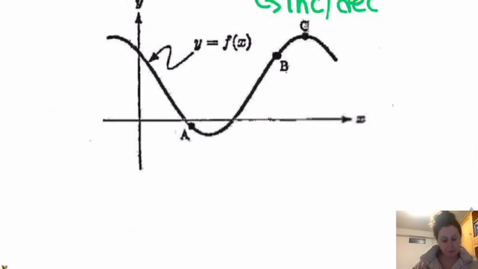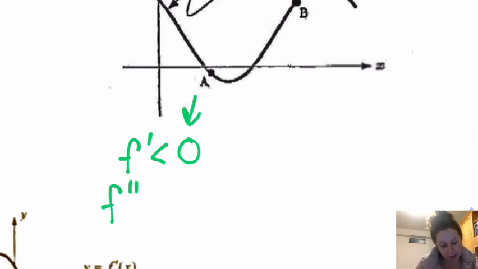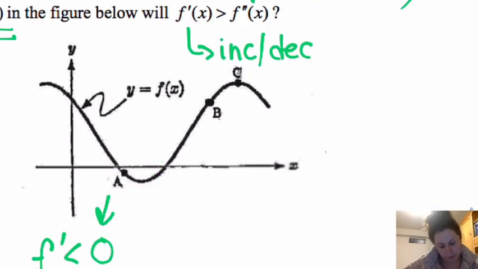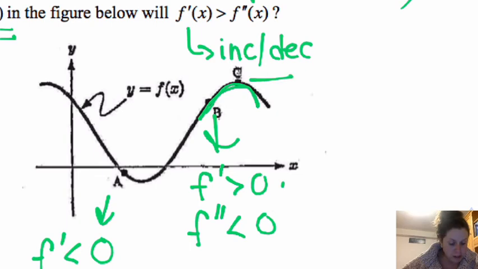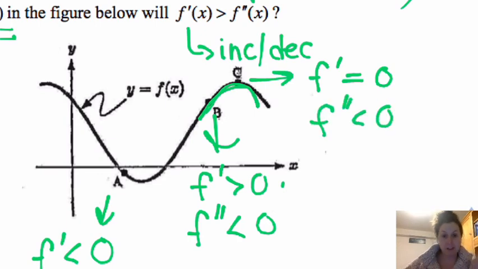At letter A, right? f prime, well, we have a negative slope, so f prime would be negative. f double prime, that's concave up there, so that would be positive. Okay, at B, we have a positive slope, so f prime is positive. It's concave down there, so f double prime would be negative. At C, f prime is pretty much 0. It's almost 0. And f double prime would still be negative because it's still concave down.